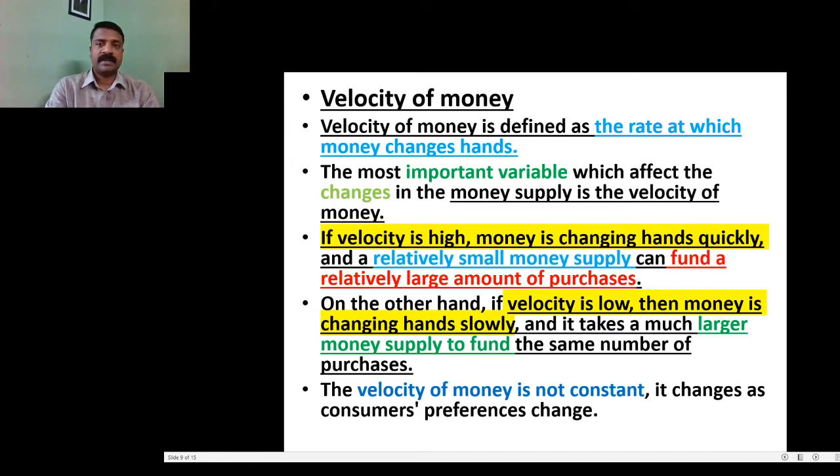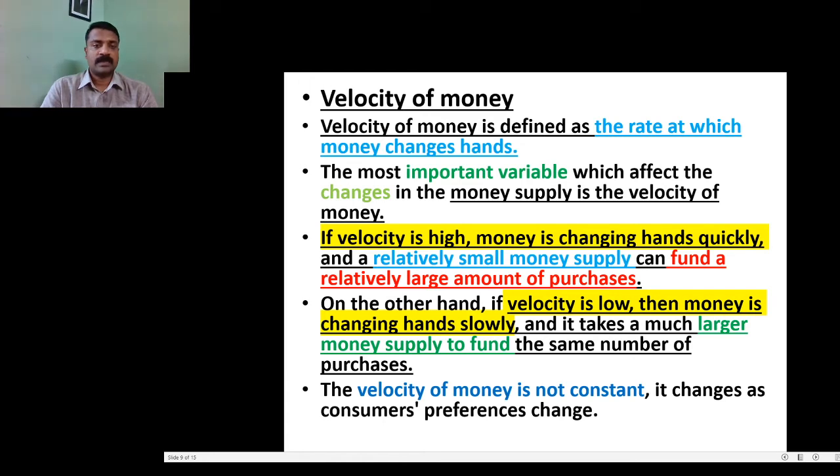Velocity of money is defined as the rate at which money changes hands. The important variable that affects the changes in the money supply is the velocity of money. If the velocity is high, money is changing hands quickly, and a relatively small money supply can fund a relatively large amount of purchases. If velocity is low, money is changing hands slowly, and it takes a much larger money supply to fund the same number of purchases.